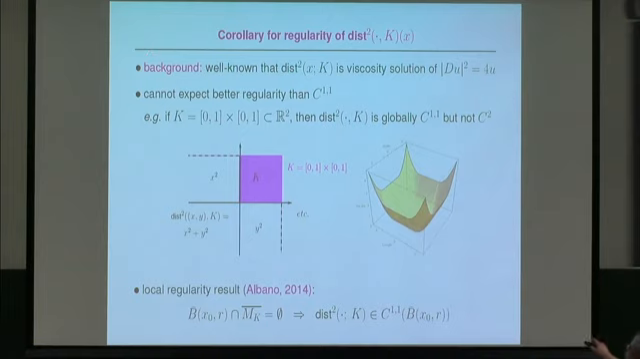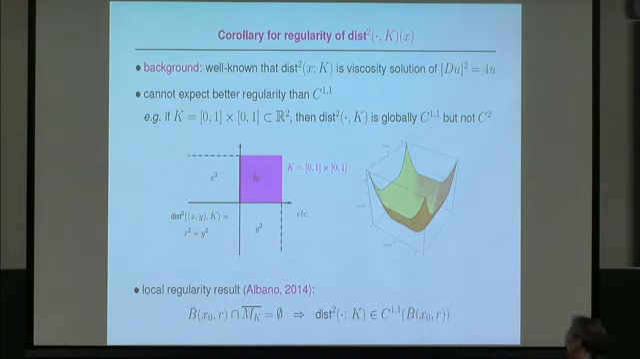And, okay, so here's an example. If we take k to just be this box, and we consider the square distance function to this square, then this is an example that shows you that you should not expect better than C11 regularity, because if you look at the square distance function to this square, then you don't get C2 regularity, because you see here that the distance, if you're on the left-hand side, you just have x squared, here you have y squared, and here you have x squared plus y squared. So this is not a C2 function. And this is just a graph of the square distance function.